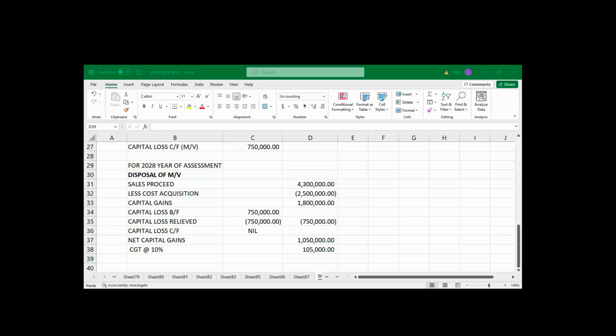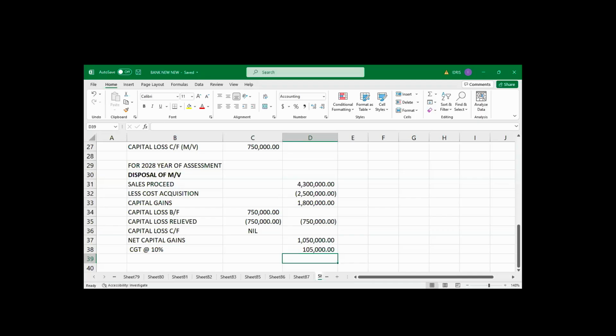Okay, sir, thank you very much for the solution. But my question is the year of assessment. I thought it would be preceding year basis. When I was talking about the basis of assessment of capital gain tax, did I mention it in my last class or not?